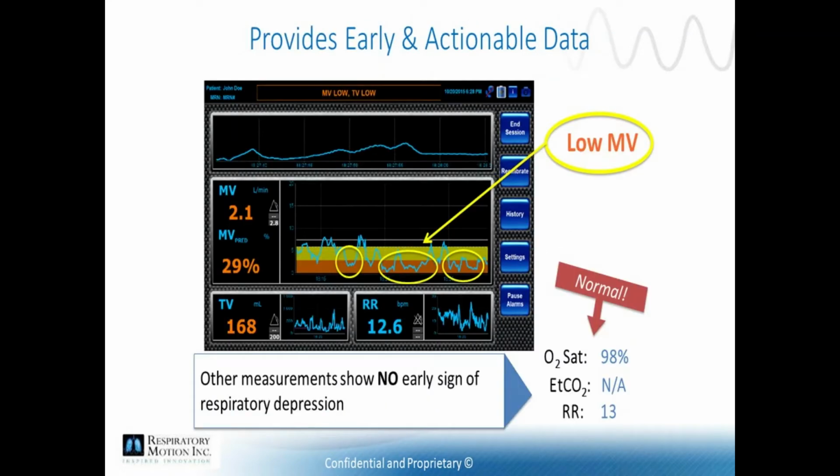The ExSpiron provides early, actionable, and accurate data in real time. Did you know that monitoring respiratory rate alone misses 80% of respiratory compromise? When the ExSpiron alarms, it is actionable, and there are very few false alarms. When you use the ExSpiron, this can lead to reduced alarm fatigue for clinicians.